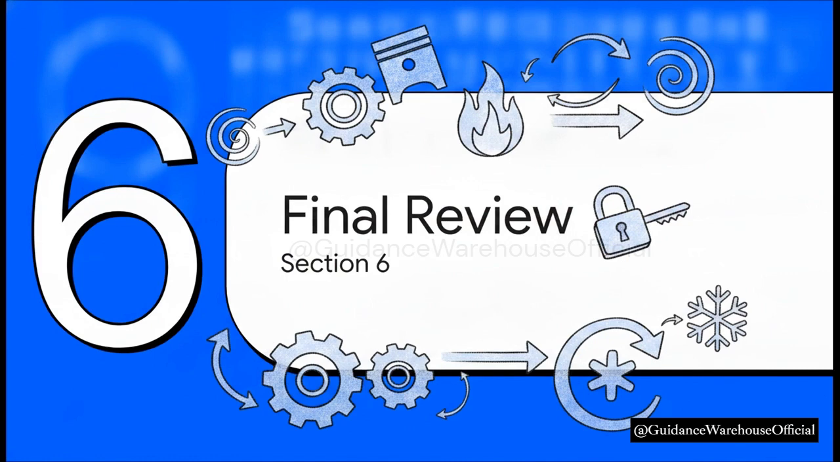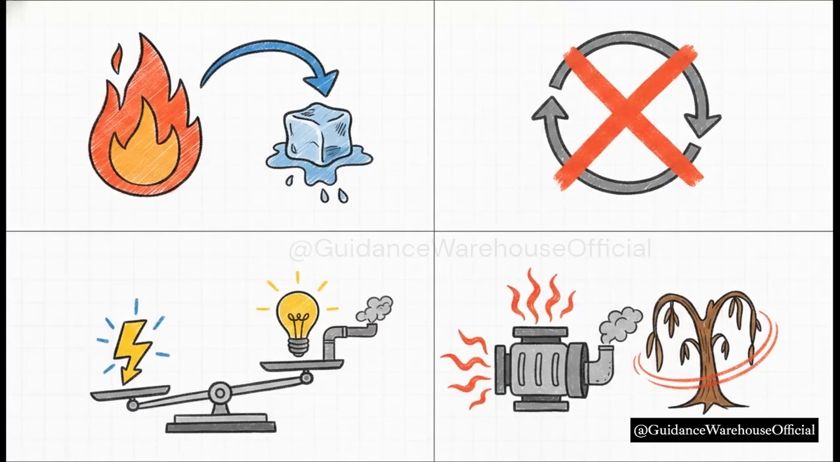All right, we've definitely covered a lot of ground today. Let's lock in what we've learned. Section 6. Final review. Okay, here are your big takeaways. Number 1. Heat spontaneously flows from hot to cold, never the other way around. 2. 100% efficiency in a cyclical heat engine is completely physically impossible. 3. The useful work you get out always equals the heat put in minus the waste heat sent out. And 4. That waste heat is a non-negotiable rule of the universe. Whether it's from a tiny car or a huge coal plant, it always impacts our environment.